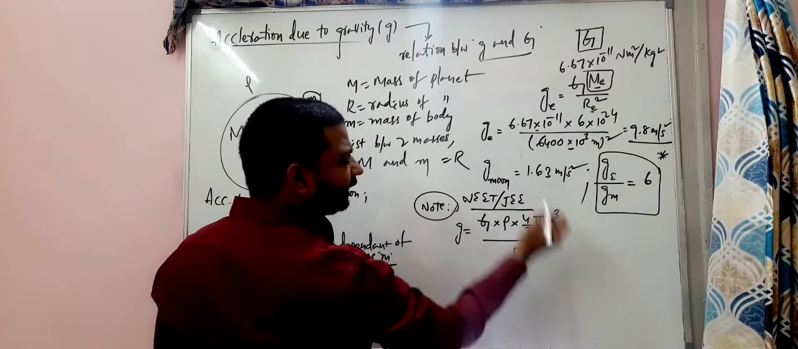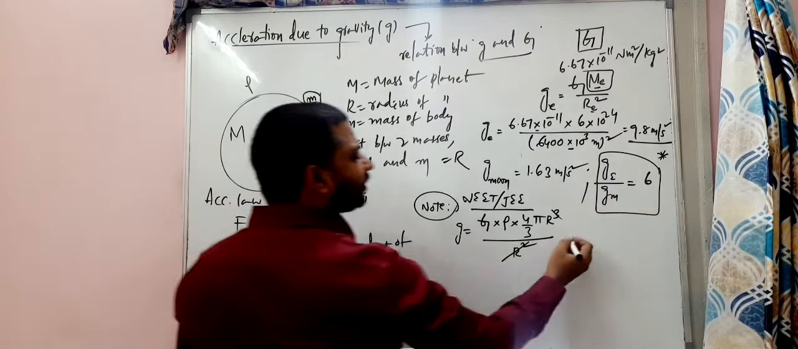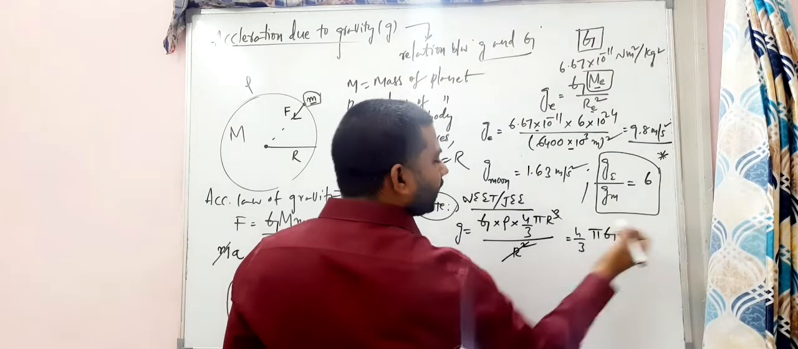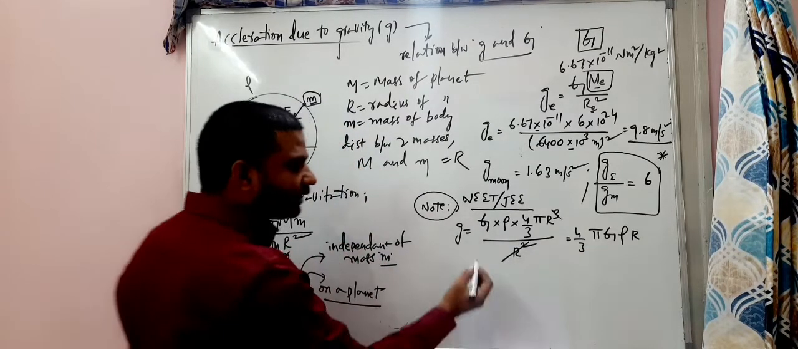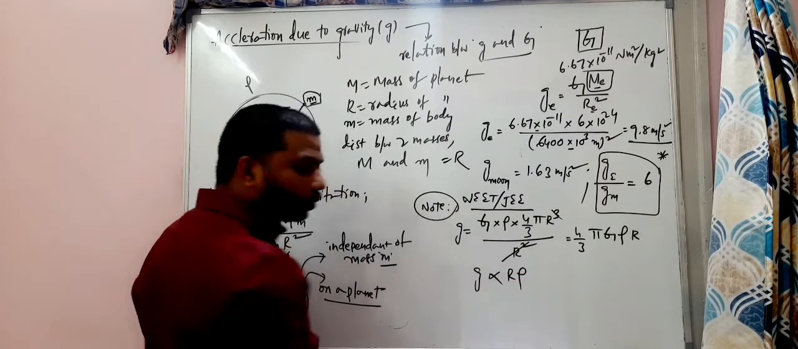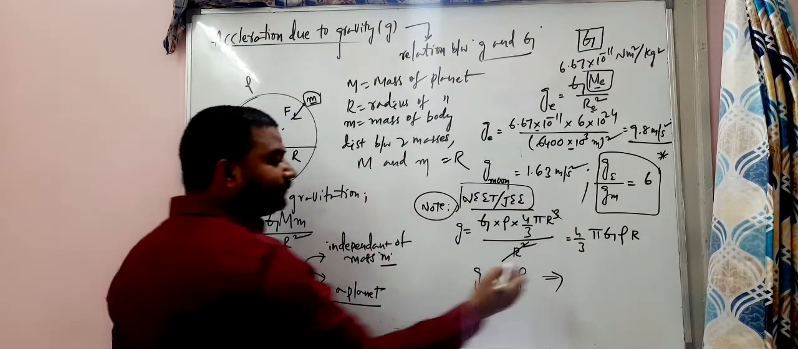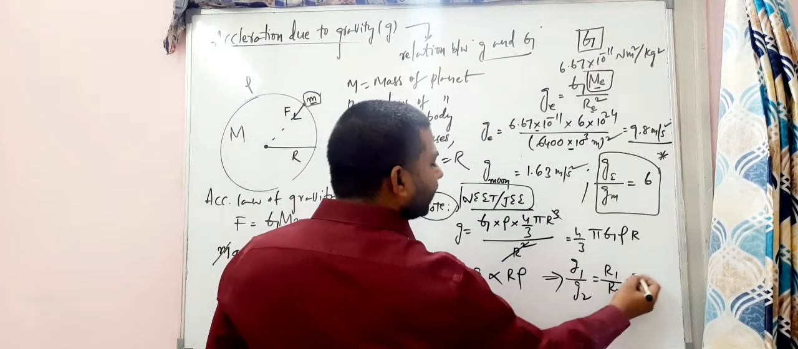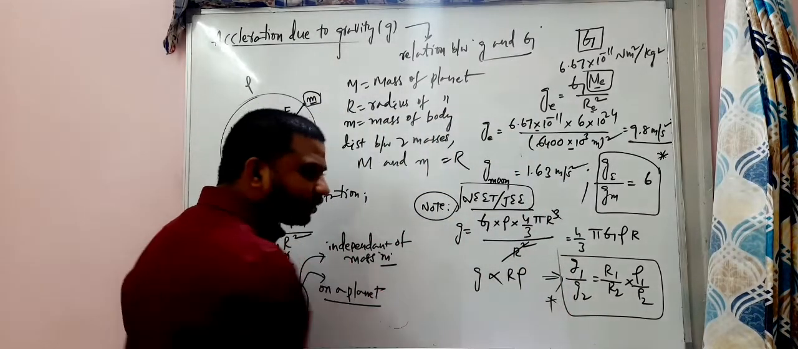This particular planet radius square. So look, r square is cancelled. So what is left here? 4 by 3 pi G rho r. Okay, so now 4 by 3 is constant, pi constant, G constant. So acceleration due to gravity is directly proportional to r into rho. So the question that was asked in NEET and JEE in one of the years was asked like this. G1 by G2 is equal to R1 by R2 into rho 1 by rho 2.